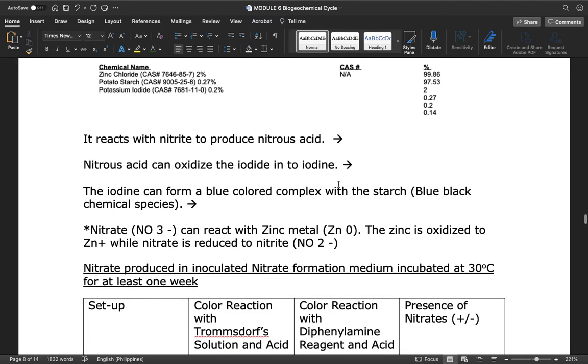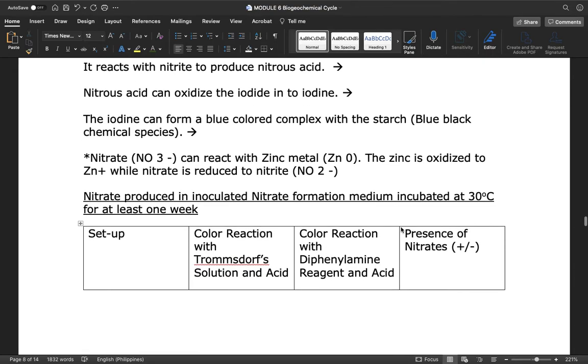Alright, so I've also mentioned the further oxidation of nitrite into nitrate, NO3. Nitrate can react with elemental zinc, and that zinc is going to be oxidized while nitrate will be reduced to nitrite again. So if there are nitrates in the sample that are produced, they may go back to being nitrites, primarily because of the presence of the zinc atom from zinc chloride.